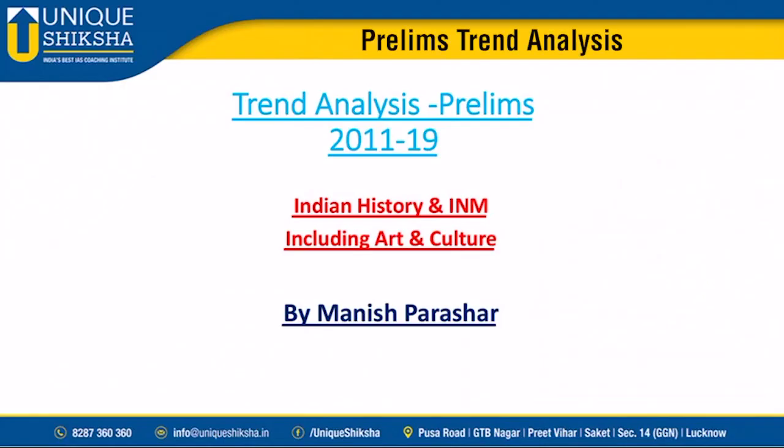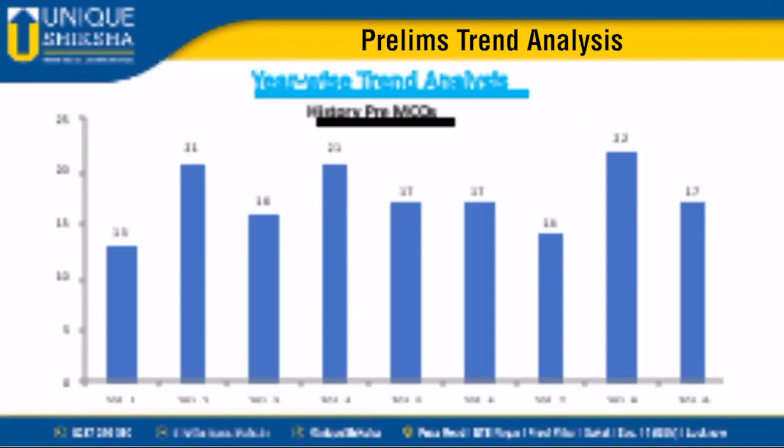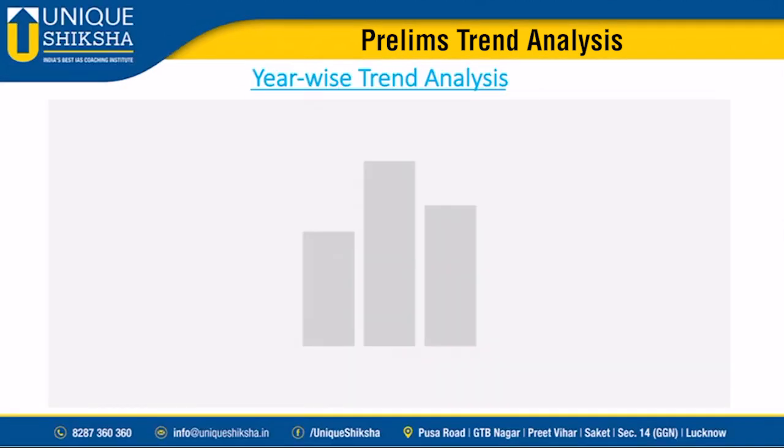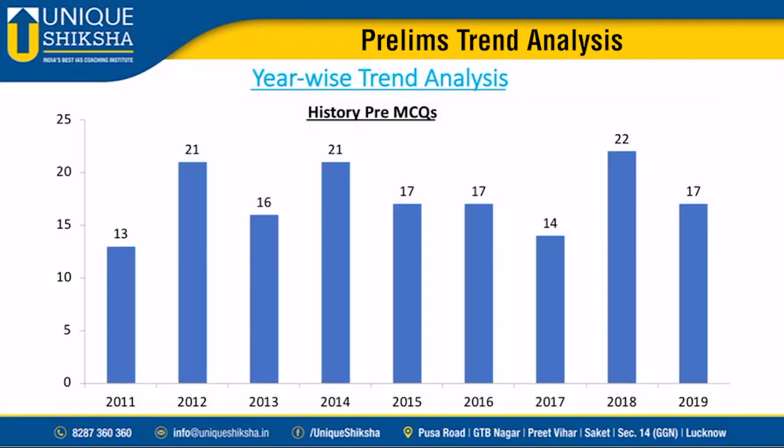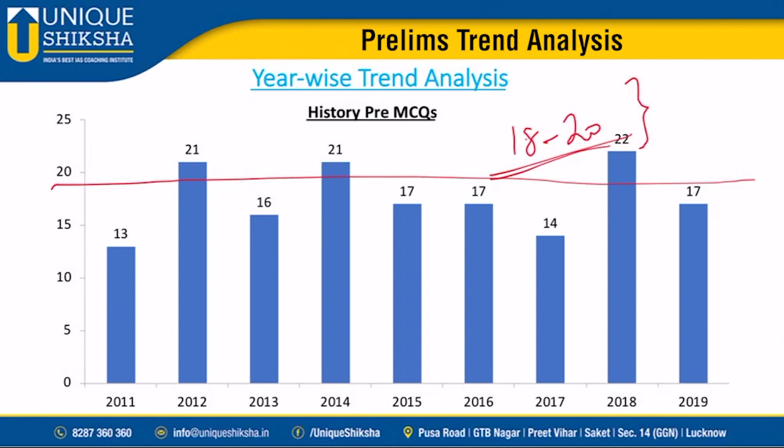This particular video is about the trend analysis of history for the prelims, and we will cover the prelims examinations of 2011 to 2019. Let's first see the year-wise trend analysis. As you can see, the average number of history questions asked in the last 9-10 years is around 18-20 questions. So don't underestimate the importance of history in prelims.